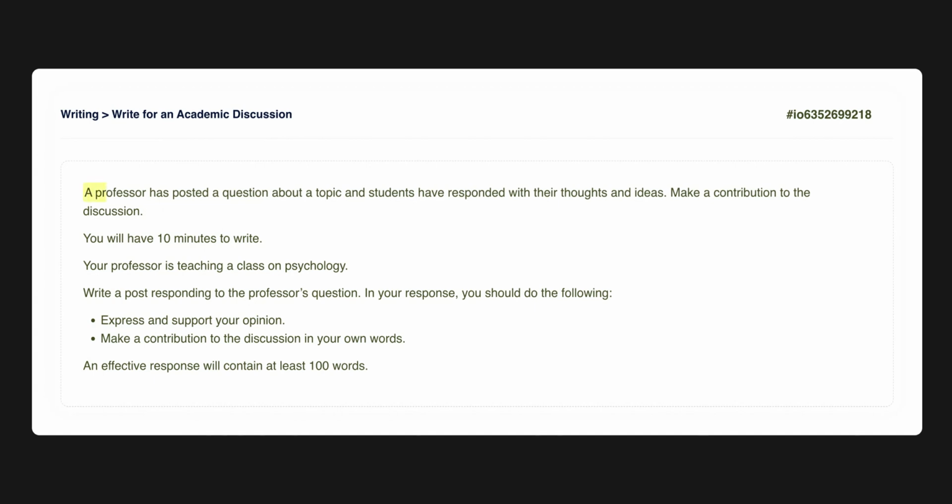A professor has posted a question about a topic, and students have responded with their thoughts and ideas. Make a contribution to the discussion. This instruction tells you that you are entering a virtual classroom. Your job is to read the professor's question and the other students' comments, then add your own unique perspective to the conversation. You will have 10 minutes to write.